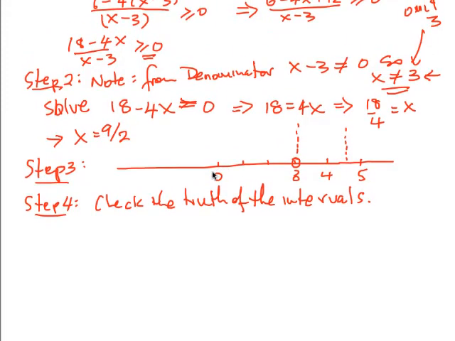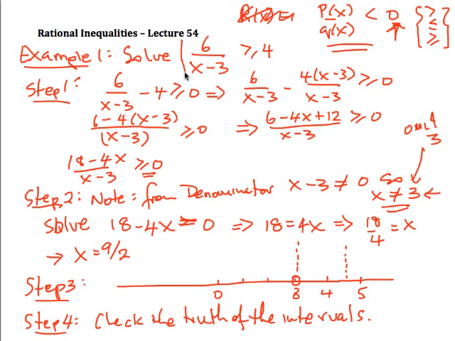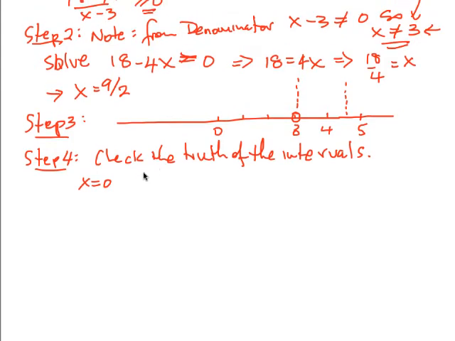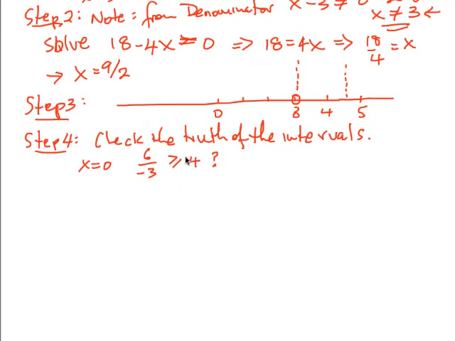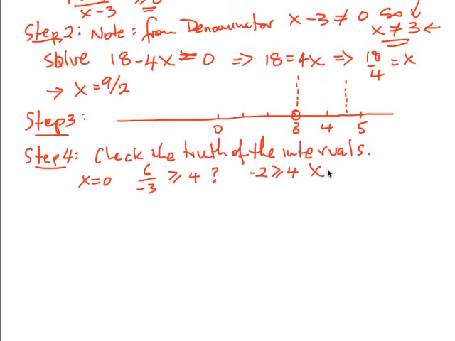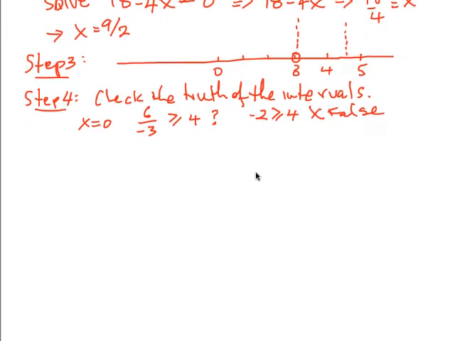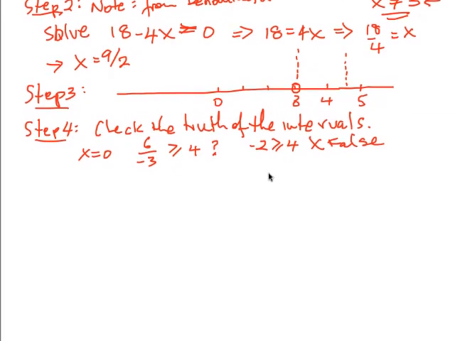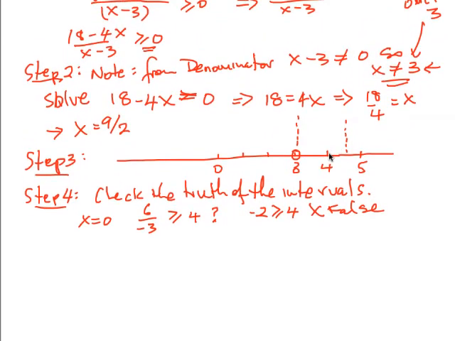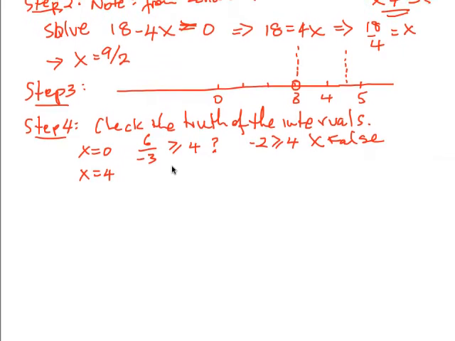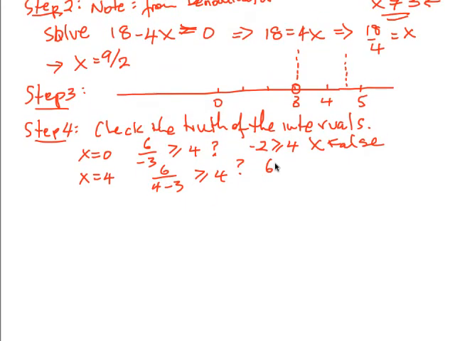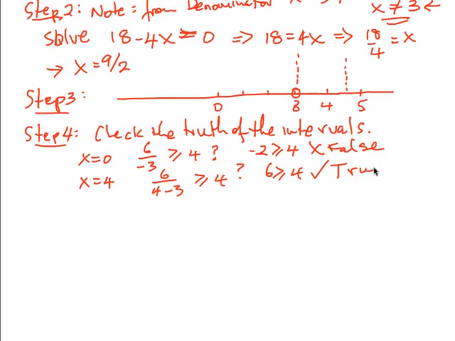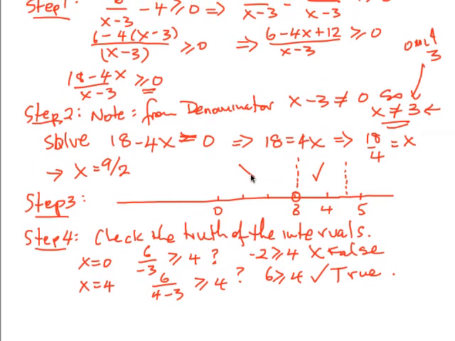First of all, when x is equal to 0, what happens? I'd have 6 on negative 3. Is this greater than or equal to 4? Well, this would be negative 2. Is negative 2 greater than or equal to 4? No, so this is false. That's no good. What about when x is equal to 4? I'd end up with 6 on 4 take 3. Is this greater than or equal to 4? Well, I'd have 6, and that's greater than or equal to 4. Yes, it is, so that's true. So this one is a good one, and the other one is not.